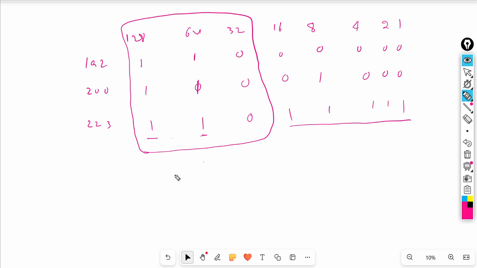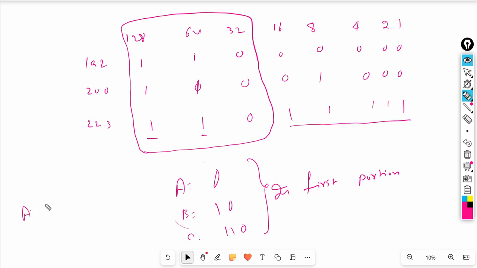So in class A, the first bit is 0. In class B, the first 2 bits are 10. In class C, the first 3 bits are 110. Remember this point: in the first portion only, these bits are called priority bits. Now tell me, in class A, how many network bits?